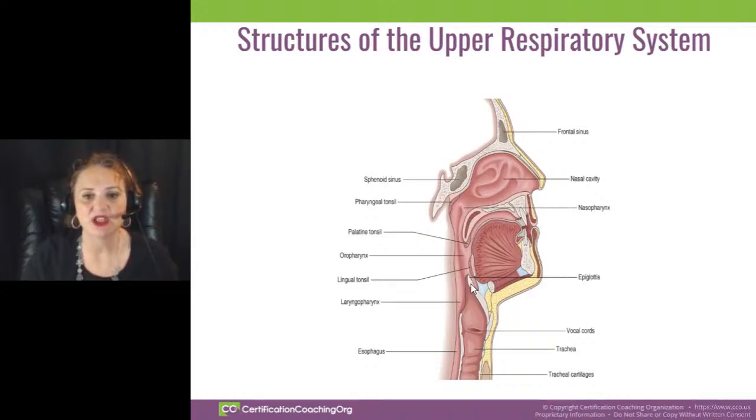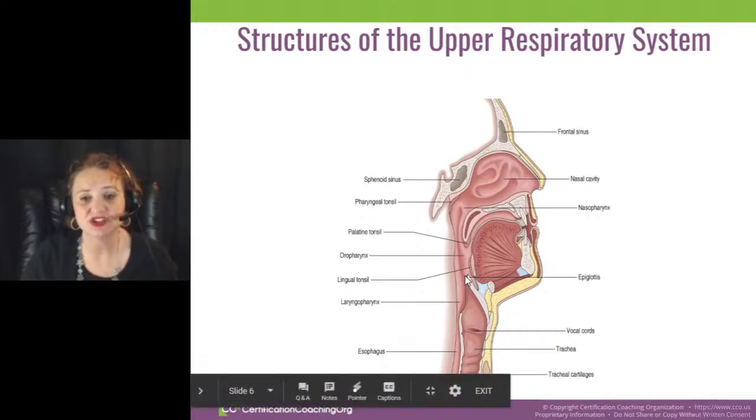The epiglottis is that little flap right there that I told you about. The laryngopharyngeal is just down here by the larynx. The vocal cords, esophagus, and the trachea. They're just showing you the esophagus is back here. The esophagus technically is not part of the respiratory system, but they're showing you location.